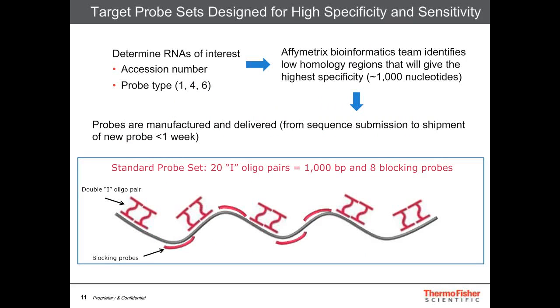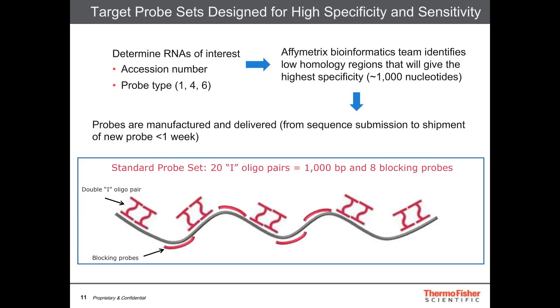So the target probe sets are designed to be highly specific and sensitive. First, you would need to determine your RNA of interest. You need to have an accession number for that, and then decide which probe type you would like it to be. Probe type, as I said before, refers to the type of detection channel that you would like to see your RNA in.